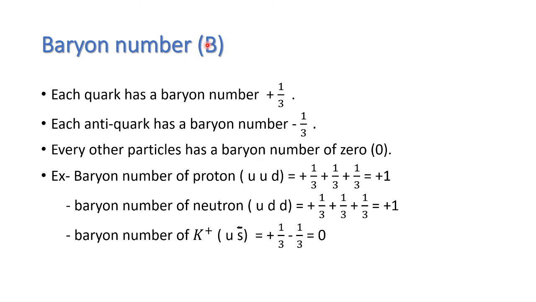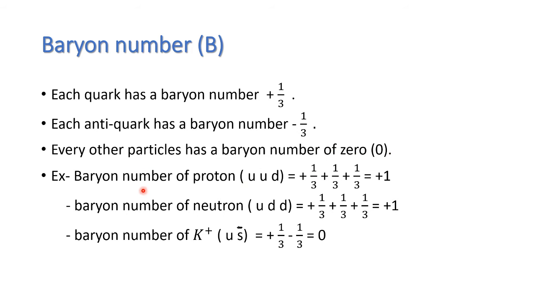Baryon number, symbol B. For each quark, we give a baryon number of +1/3. Each antiquark, that is the antiparticle of the quark, is given a baryon number of -1/3. Every other particle, such as leptons and neutrinos that come under leptons, has a baryon number considered as 0.